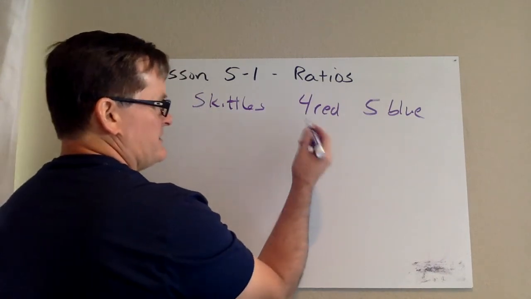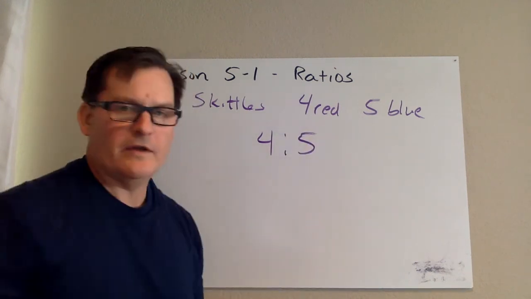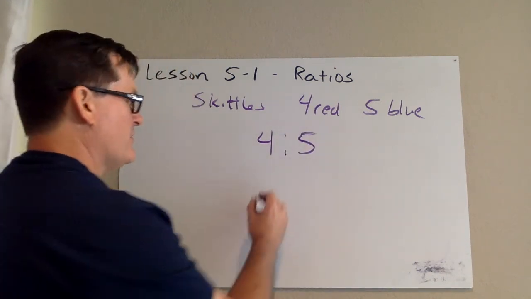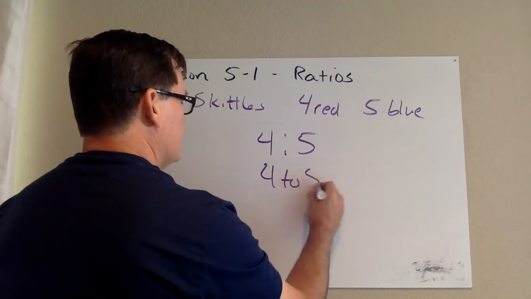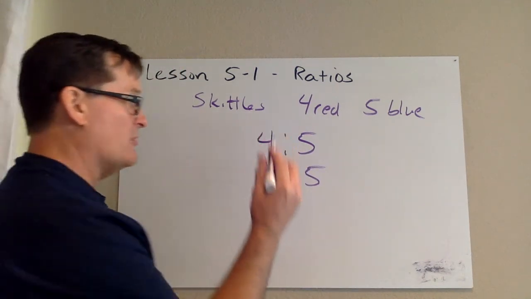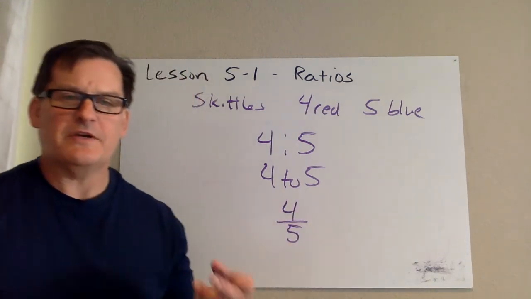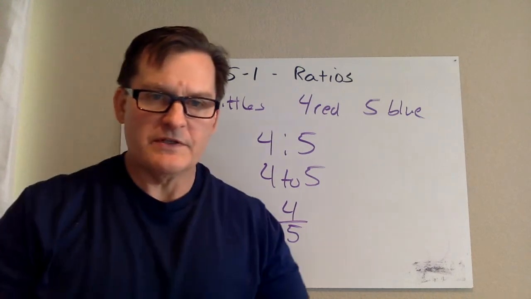So I can write this in 3 different ways. I can write 4 to 5 with the colon. It can also be written using the word to, 4 to 5. The most common way a ratio is written is in fraction form, and that's the way you need to write it if you're going to work with it to solve a problem.